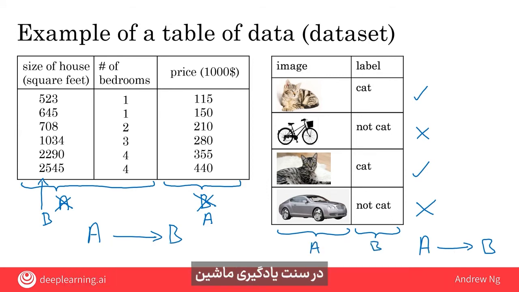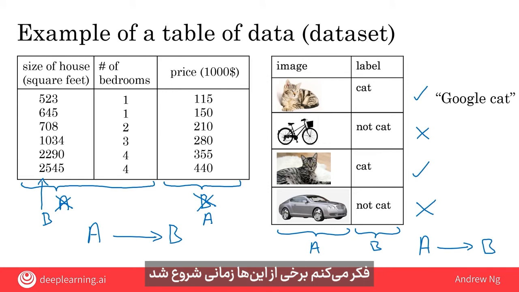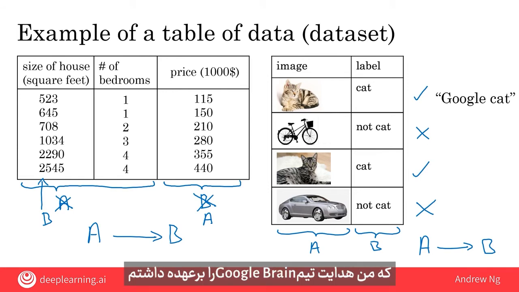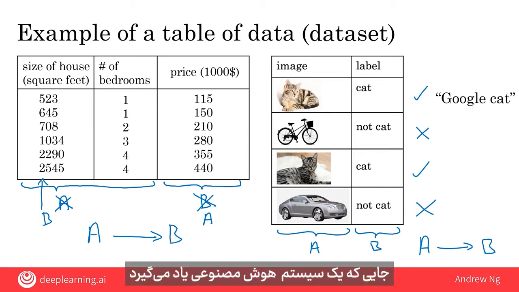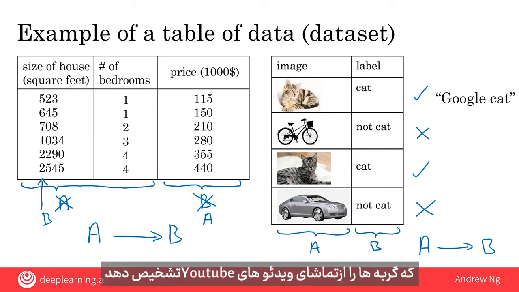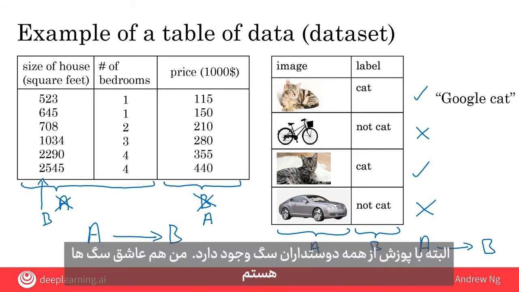In machine learning tradition, there's actually a lot of cats in machine learning. I think some of this started when I was leading the Google Brain team, and we published the results with a somewhat infamous Google cat, where an AI system learned to detect cats from watching YouTube videos. But since then, there's been a tradition of using cats as a running example when talking about machine learning, with apologies to all the dog lovers out there.